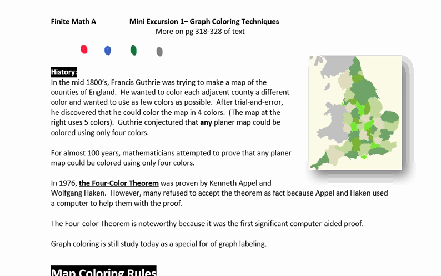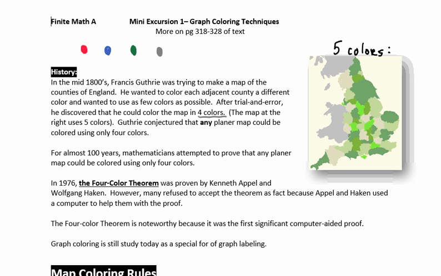In the mid-1800s, we had a guy, Francis Guthrie, and he was trying to make a map of the counties of England. And the idea is that he wants to use as few colors as possible. So after a little trial and error, he thought he could do the map in 4 colors. Now over here at the right, and yours doesn't show up very well on your black and white copies, but you can see that this is 5 colors right here.